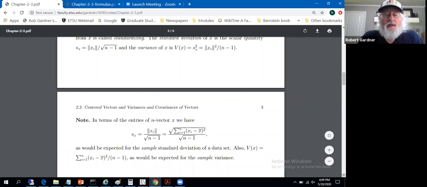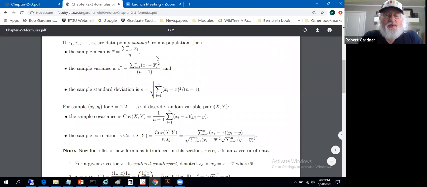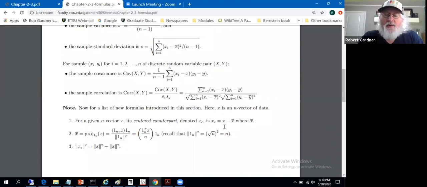All right, so let's take that standard deviation, that s sub x, which was defined to be the norm of x sub c, and divide it by square root of n minus 1 and see what we get. The centered vector, x sub c, that was the vector x minus x bar. To my formula sheet, just to give you something at your fingertips to refer to. Yeah, the centered vector x sub c was x minus x bar. So x sub c has components. First component, x1 minus x bar. Second component, x2 minus x bar, and so forth.